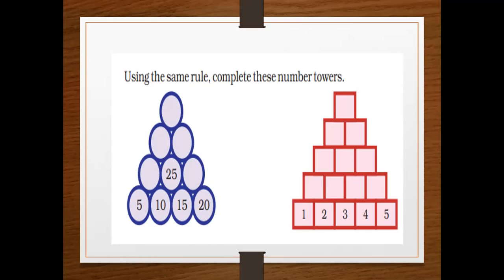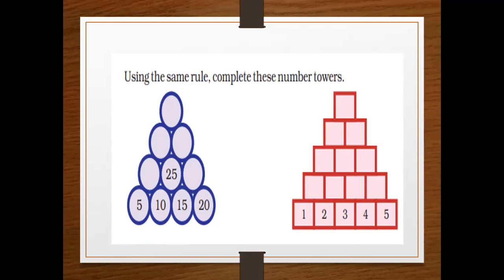Number tower. Now what about this? For this you have to add these two: 15 plus 25, that is 40. Then 25 plus 35, that is 60. Now 40 plus 60 is 100. Century completed. 100.